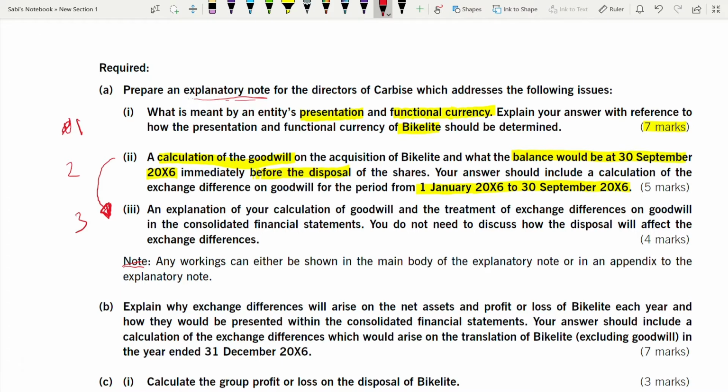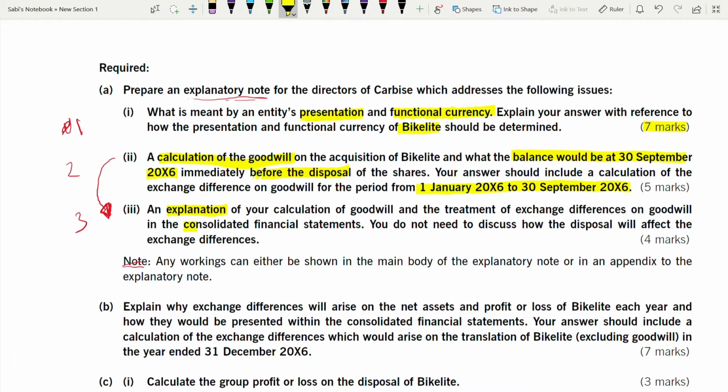So explanation. The keyword here is, I'm emphasizing these words more because I have seen students literally going on the wrong track. Even if it's something very easy to calculate, it's nothing tough also. It's very easy for you to get confused by easy requirements. Of your calculation on goodwill, that means whatever goodwill you have calculated. Here you don't have to calculate again, remember that. Here you just have to explain. And the treatment of the exchange differences on goodwill in the consolidated financial statements.